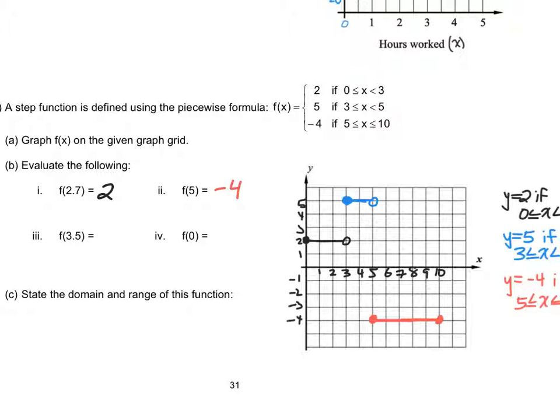F of 3.5, we're on the blue part, which is at 5. F of 0, we're still on the black part, so we're still at 2.